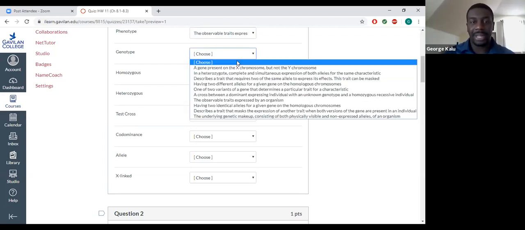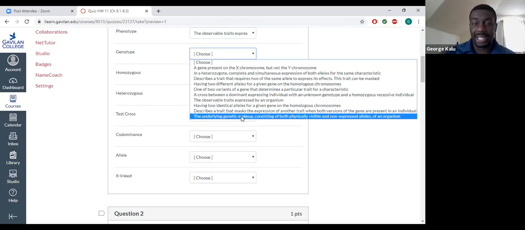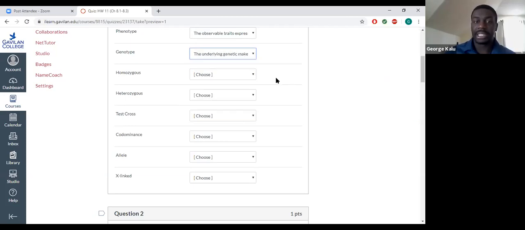Okay, what about a genotype? Okay. What is a genotype? Right, the underlying genetic makeup, right? So the genetic makeup is going to be the genotype. The genotype is going to refer to the two versions of the alleles that are present, and that will give the genotype there.